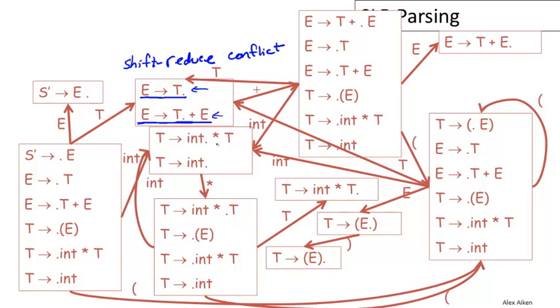Now, that's not the only conflict in this grammar. In this state here, we have a very similar problem. Here we could shift if the next input is a times, or we could reduce by t goes to int. And so this state also has a shift-reduce conflict.